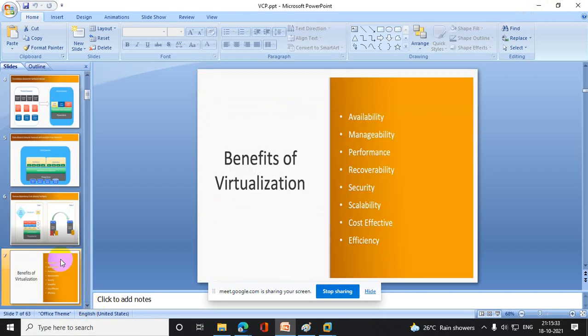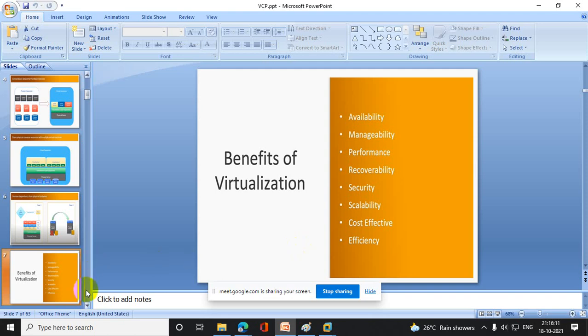Next is the benefits of virtualization. Basically we have a hell of a lot of benefits. First is availability, second is manageability, third is performance, then recoverability, security, scalability, cost effectiveness, and efficiency. These are the basic benefits of virtualization. The interviewer can ask what the basic benefits of virtualization are, so these are the main things.